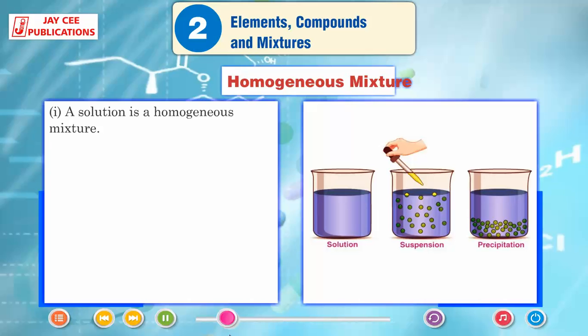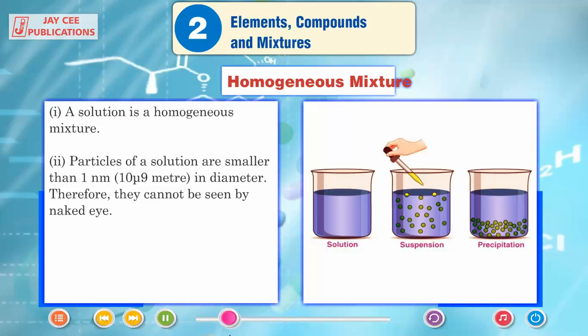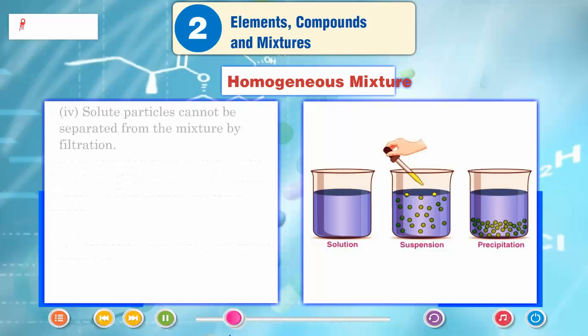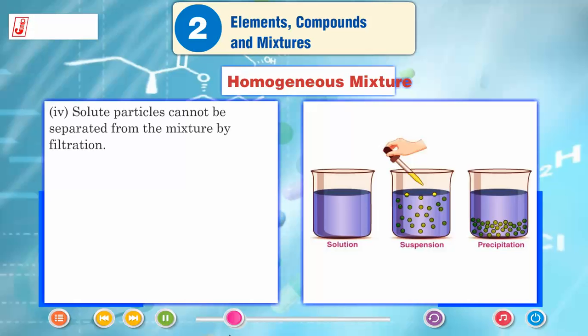Properties of a solution. A solution is a homogeneous mixture. Particles of a solution are smaller than 1 nm, 10 to the power minus 9 meter in diameter. Therefore, they cannot be seen by naked eye. Because of small size, they do not scatter light. Solute particles cannot be separated from the mixture by filtration.